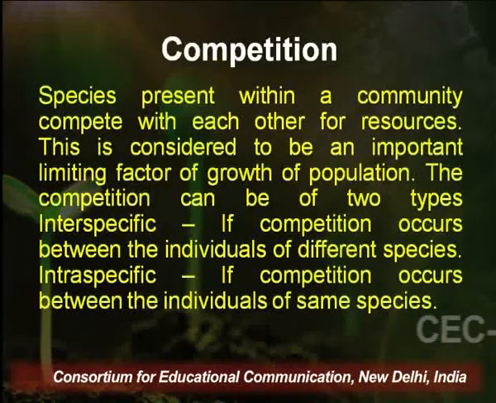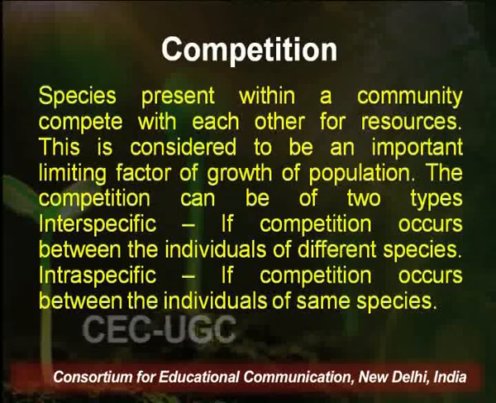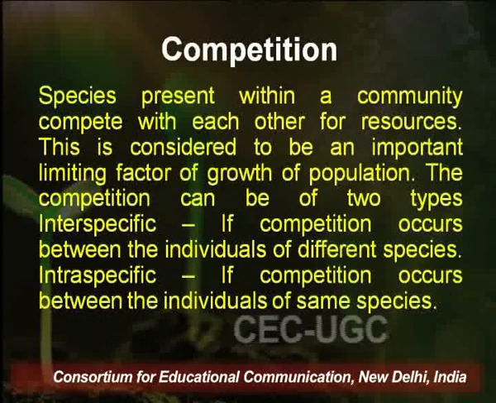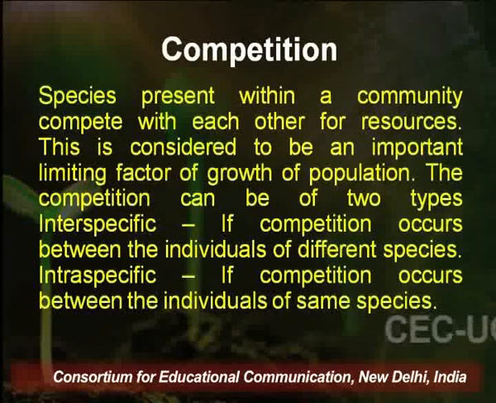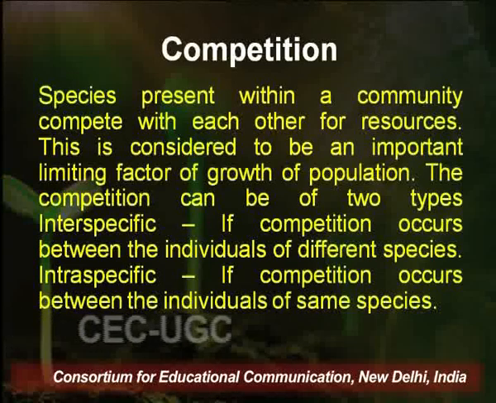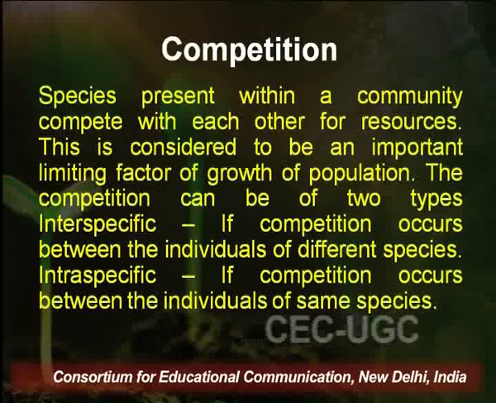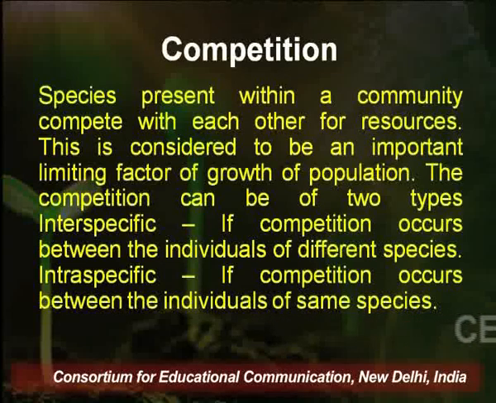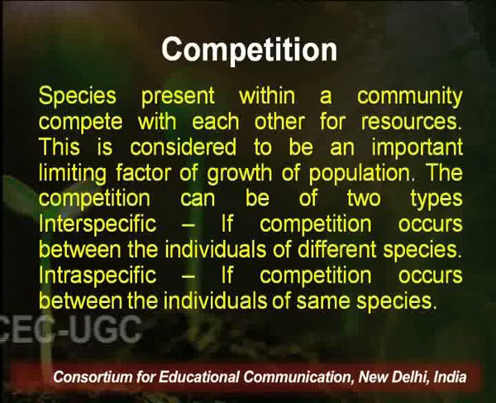We will be discussing all of this briefly today, and later, when I take this chapter in detail, I will discuss each and every aspect of the interactions, positive and negative, in a community. When we talk of competition, the species present within a community compete with each other for resources. This is considered to be an important limiting factor of the growth of a population. The competition can be of two types: interspecific, if the competition occurs between individuals of different species, or intraspecific, if it occurs between individuals of the same species.